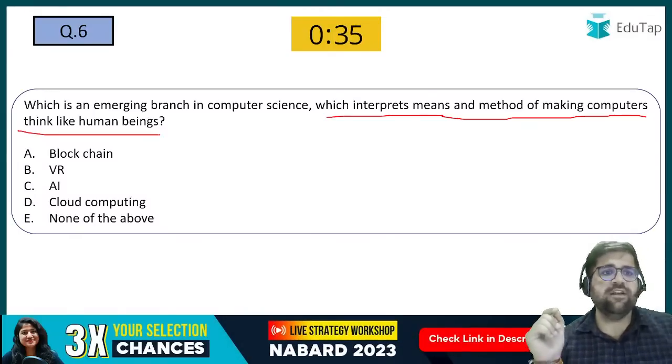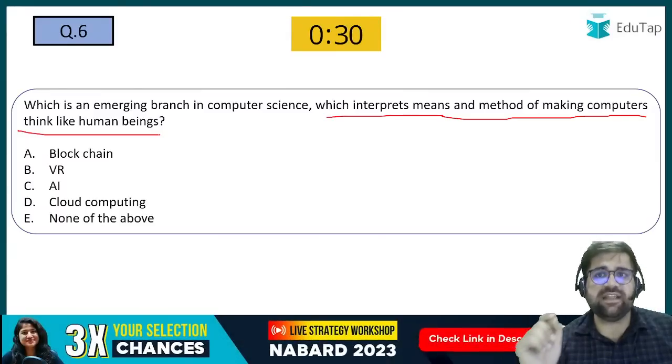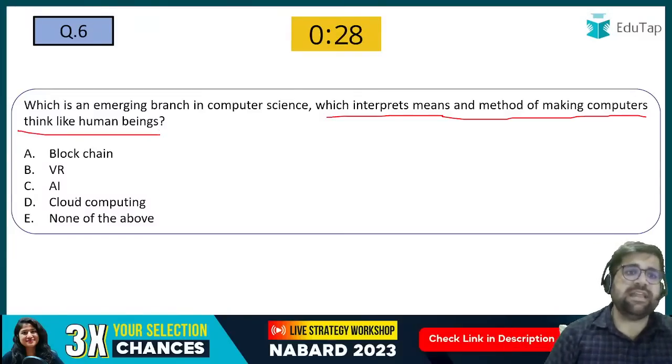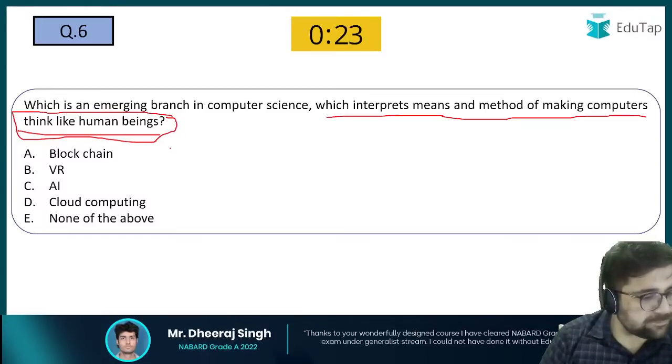Question number 6, which is an emerging branch in computer science which interprets, means the method of making computers think like human beings? Come on, I'm waiting for your answers.